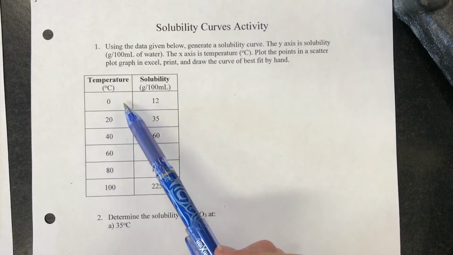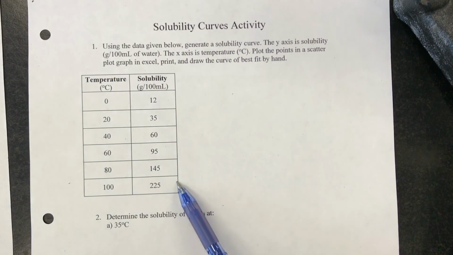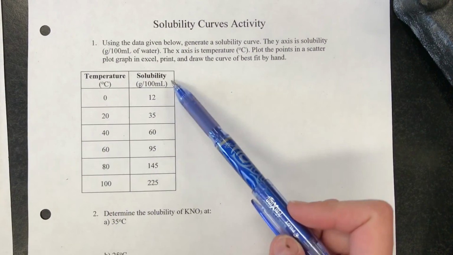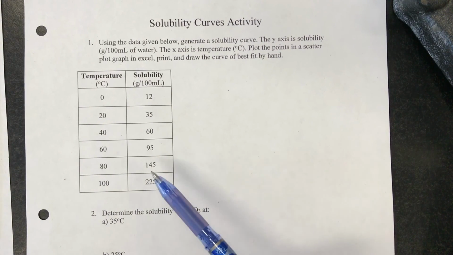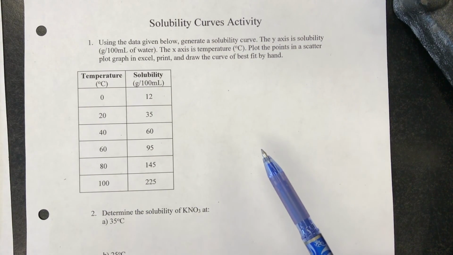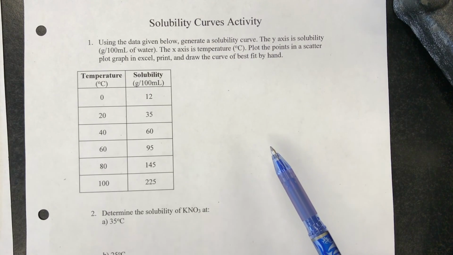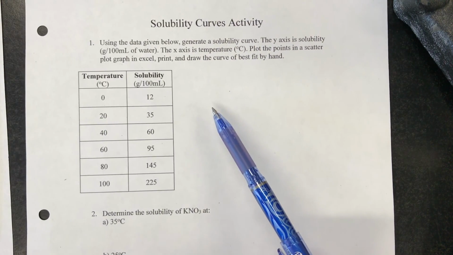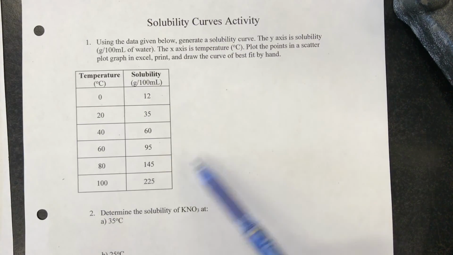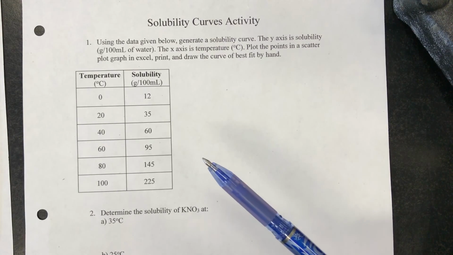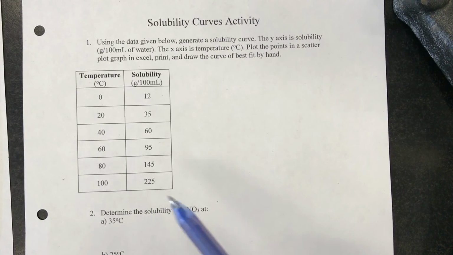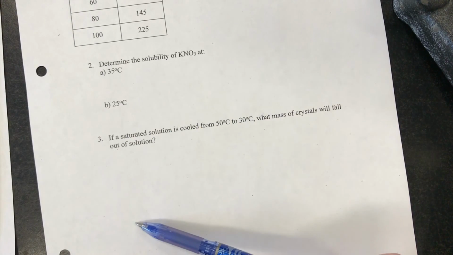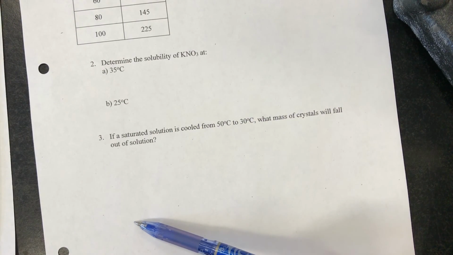So you've got some data here. Here's your temperatures and your solubilities. So these are going to be your X values and your Y values. I'll post another video showing you how to make a graph in Excel, and you'll be able to follow those instructions if you don't already know how to do it. Create your graph. You're going to print it off, have your table and your graph on the same page, and then answer a couple short questions about that data.